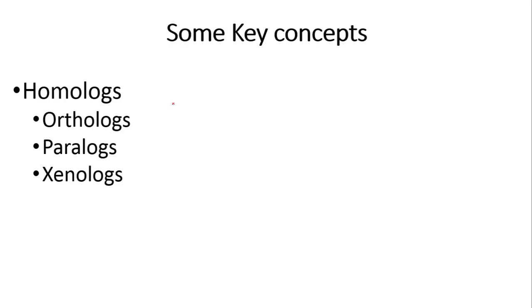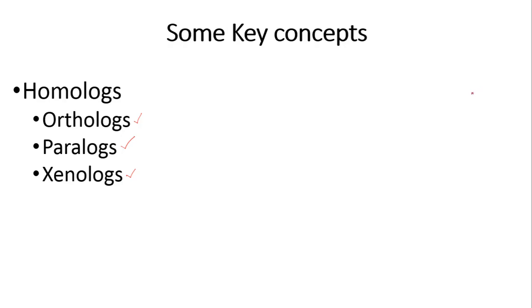Now, depending on how they are related to each other, you can classify any two homologs as either orthologs or paralogs, or you can also call them xenologs. One by one, I will introduce these concepts, and they are very important. We will revisit them when we deal with more advanced techniques like homology modeling in protein structure prediction.